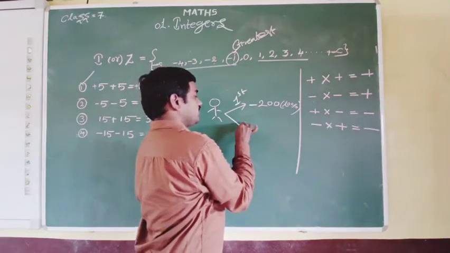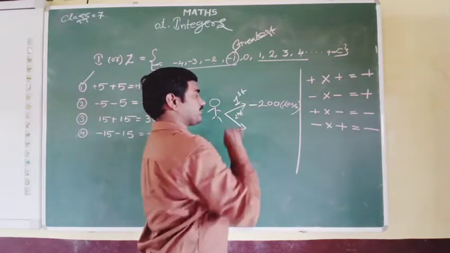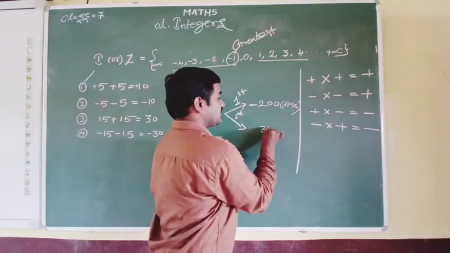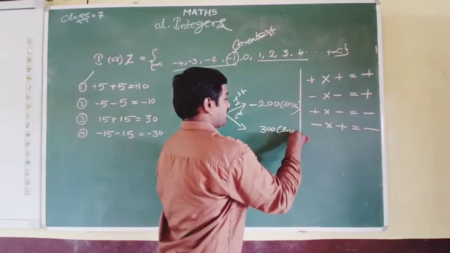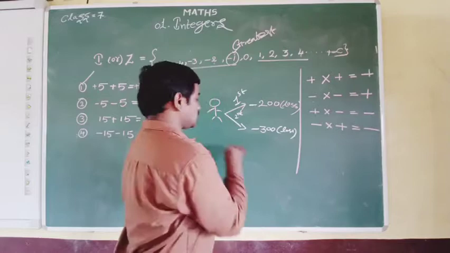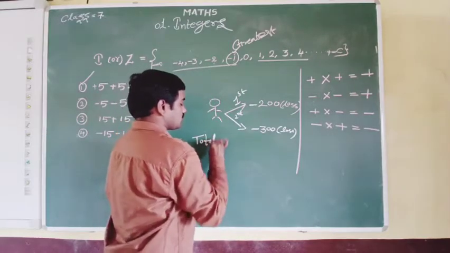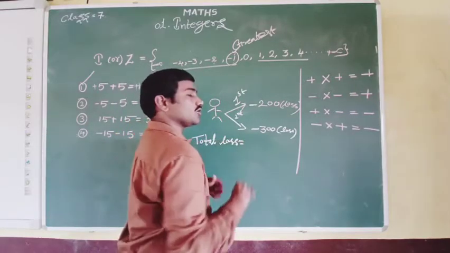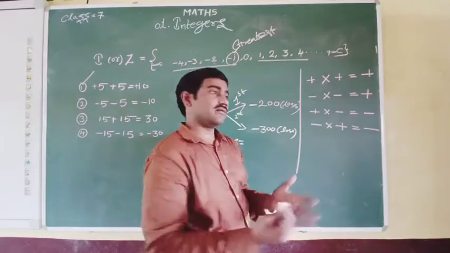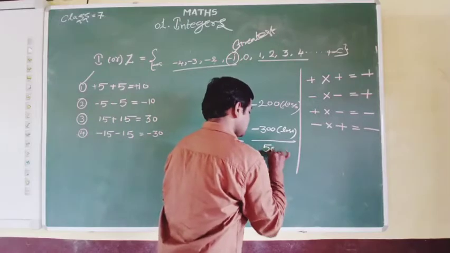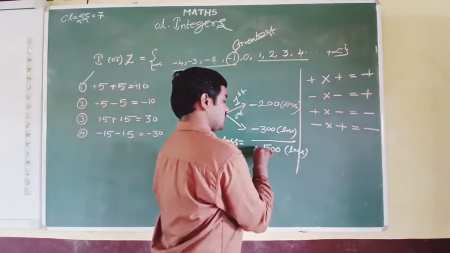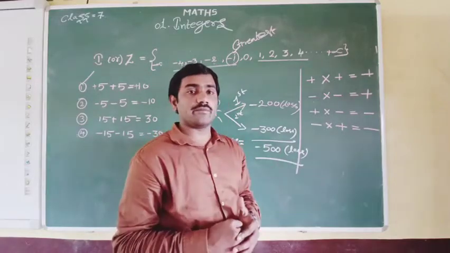The second day, when he reopened the shop, he got 300 rupees loss again. Loss we again show as negative. What is the total loss you got in these 2 days? You can say directly 500 rupees loss. That means minus 500.